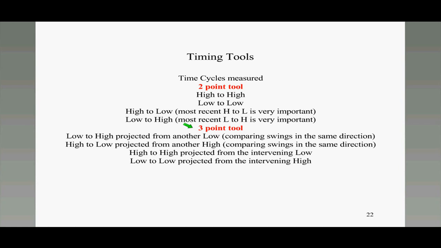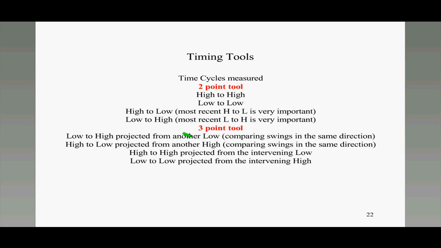The three-pointed tool, that's where you're going to measure prior low to high swings projected from another low. That's where you're comparing swings in the same direction. That's the tool that I used when I was looking at the rally swings in the S&P, where, for example, one of the prior low to high swings was 13 trading bars, and then another one was very similar at 12 trading bars. Okay? But the alternate time projection that I made from using the three-pointed tool was what gave you a heads up to a tradable high.